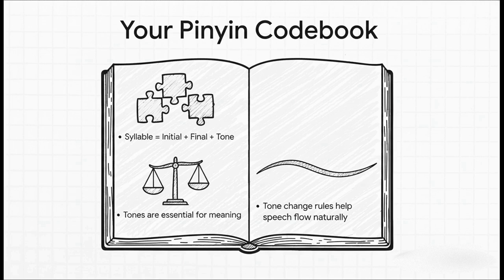So, let's wrap this all up. Here's your Pinyin codebook. Number 1, every single syllable is just an initial plus a final plus a tone. Number 2, tones are not just for decoration. They are absolutely essential for meaning. And number 3, the few rules we talked about are just there to make the language sound more fluid and natural. It's a logical, totally manageable system.